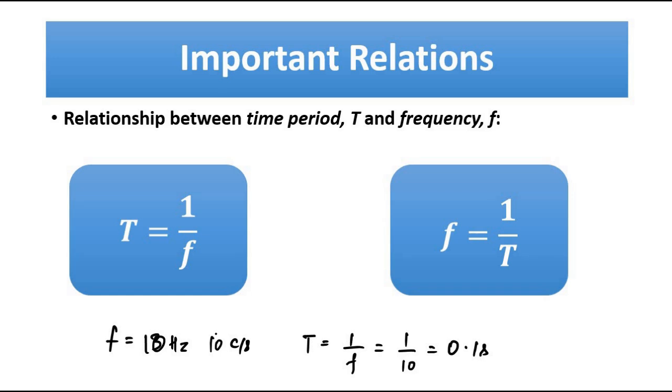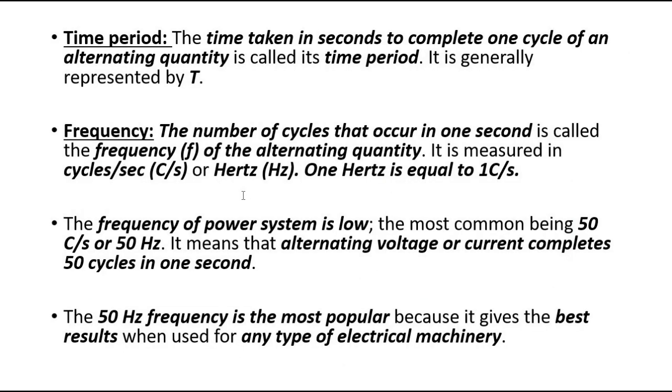Similarly, if we have time period given, let's say T is equal to 0.1 seconds, we can easily calculate the frequency: 1 by 0.1, which is equal to 10 hertz. It means 10 cycles per second. So this is the relationship between time period and frequency.